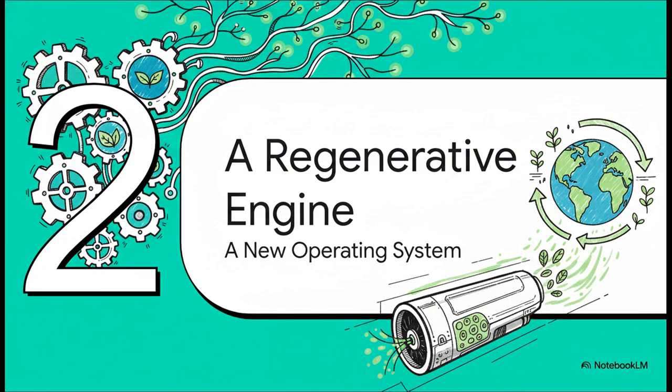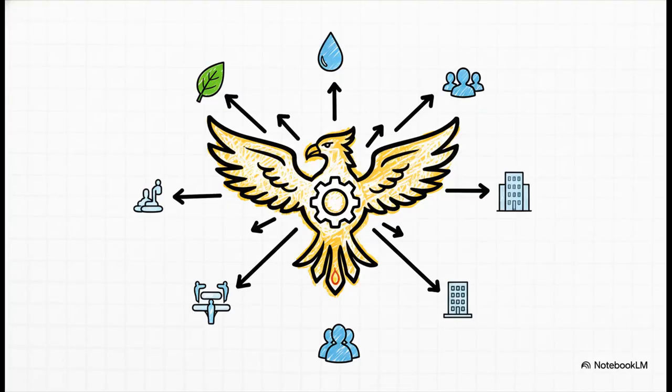Okay, so if the old operating system is full of bugs, what does the new one look like? This is where we stop just talking about the problem and start looking at the architecture of a real solution. A new engine designed for a totally different purpose. And this is where a new kind of infrastructure called the Phoenix platform enters the scene. And at the heart of it is something called the synergy engine.